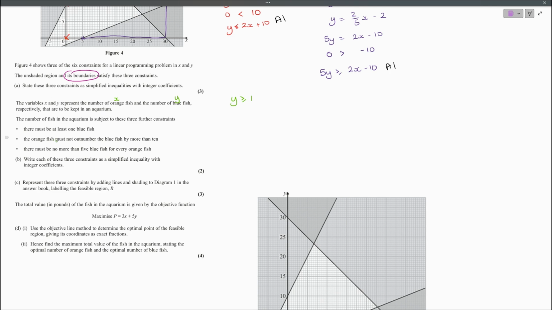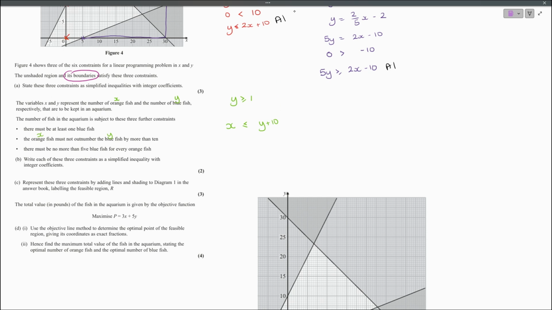The orange fish, X, must not outnumber the blue fish Y by more than 10. So there's going to be some relationship between X and Y plus 10. We're told that the orange fish must not be a greater number than Y plus 10. So X can't be greater than Y plus 10. So it has to be less than or equal to Y plus 10.